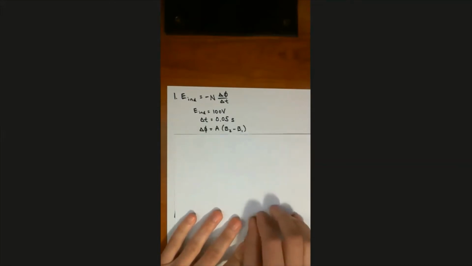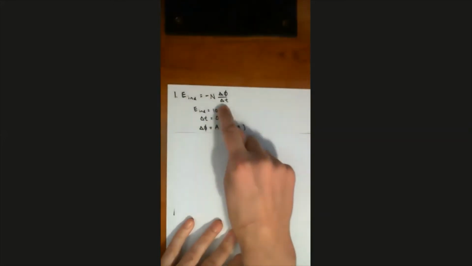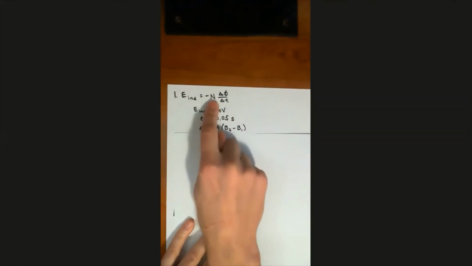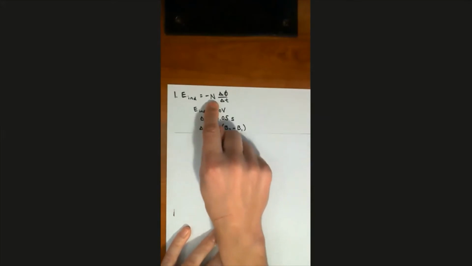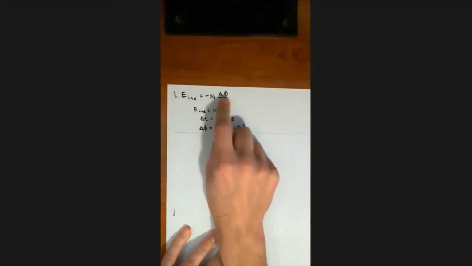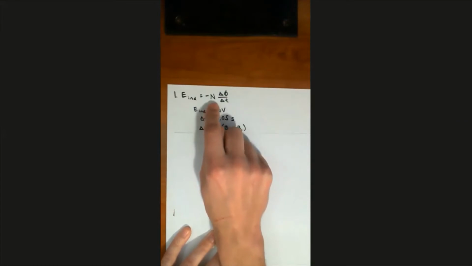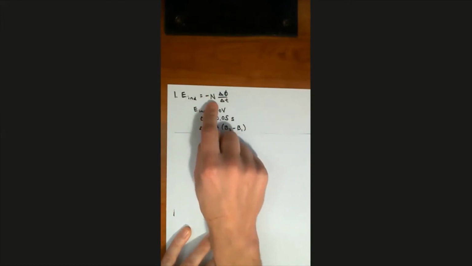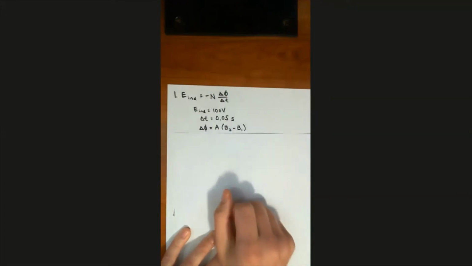And from the change in magnetic field strength and the area, we can get the change in magnetic flux. So we know delta t and we know E induced. We're trying to find N, because the question is how many turns of wire are in the armature. To solve this, we have to know everything else besides N, and then we'll rearrange this equation for N and plug everything else in and solve for N.